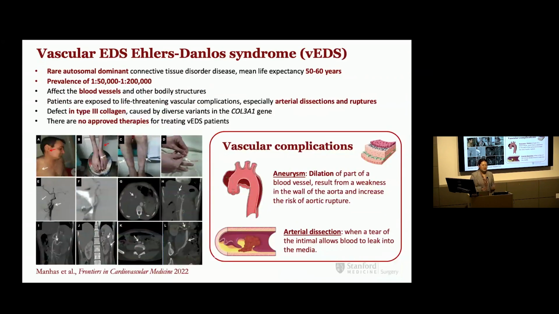This rare vascular disease is mainly caused by mutations in the collagen 3A1 gene, a defect in type 3 collagen. In patients, it affects the blood vessels more. Patients are prone to develop aneurysm, which is dilation of part of a blood vessel, and aortic dissection, which is an intimal tear that leads to blood leaking into the surrounding layers. The most affected cell types are endothelial cells and smooth muscle cells.